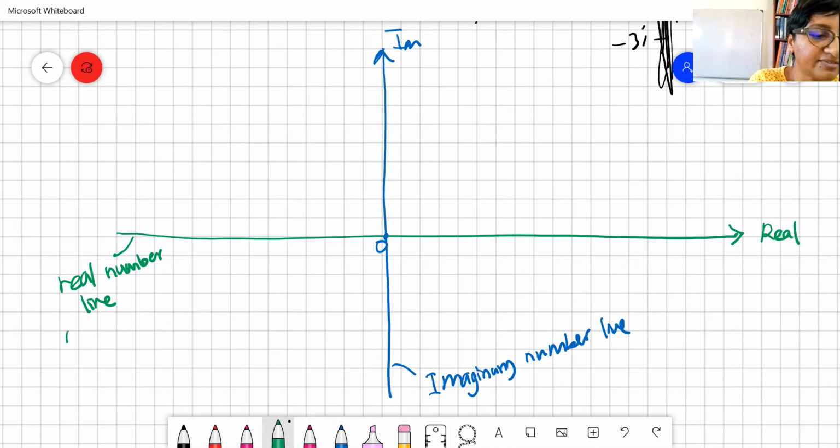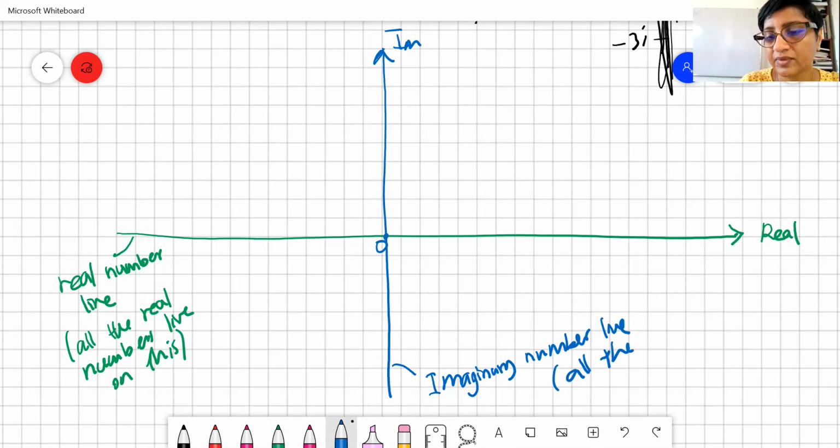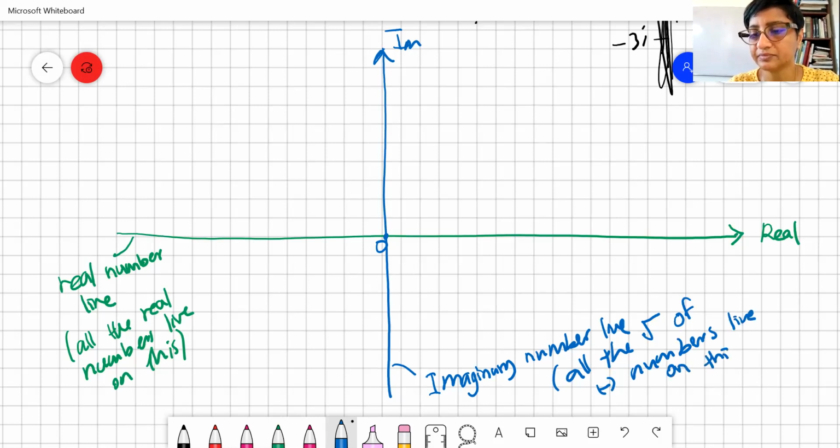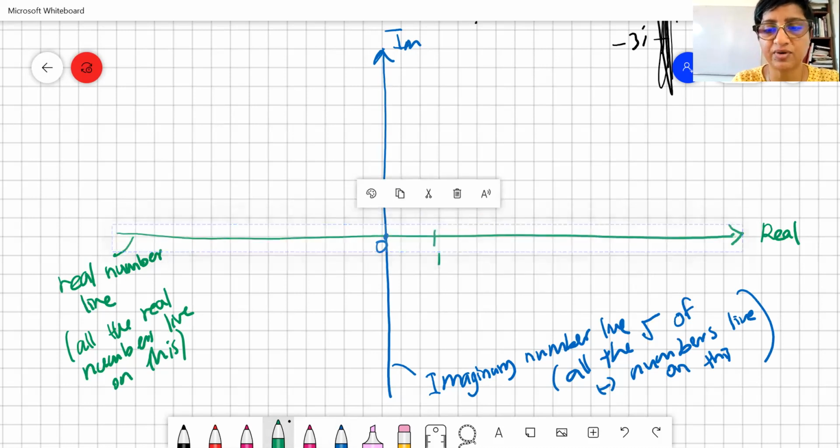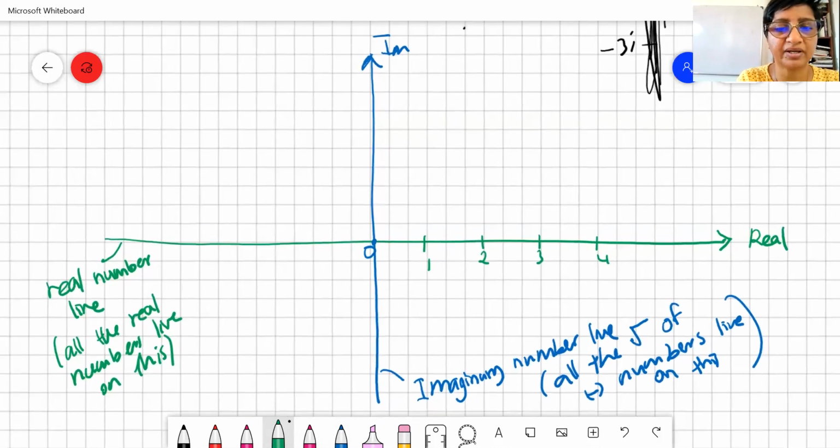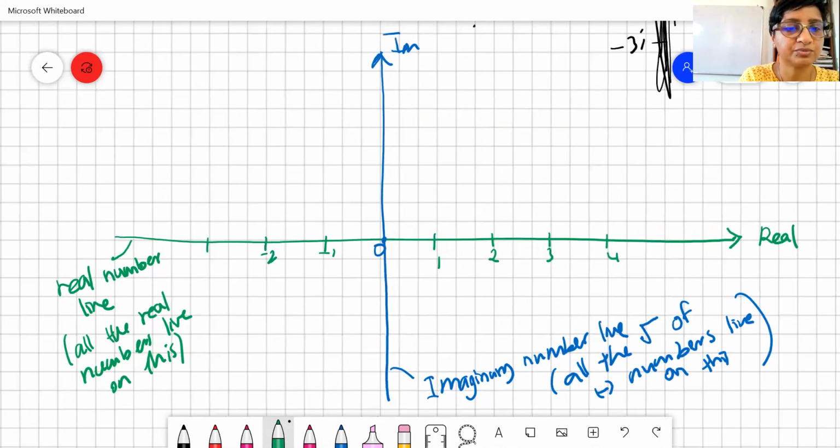And on this line, all the real numbers live on here, and all the square roots of negative numbers live on this, and they are what are called imaginary numbers. So on the real line, this is nothing new. We have 0, 1, 2, 3. So it's an infinitely long line, and you have minus 3 and so on. All the rationals, fractions, all those are here.